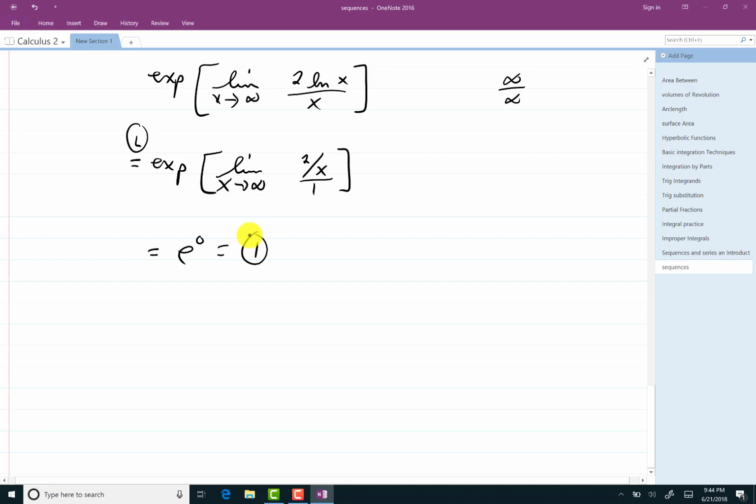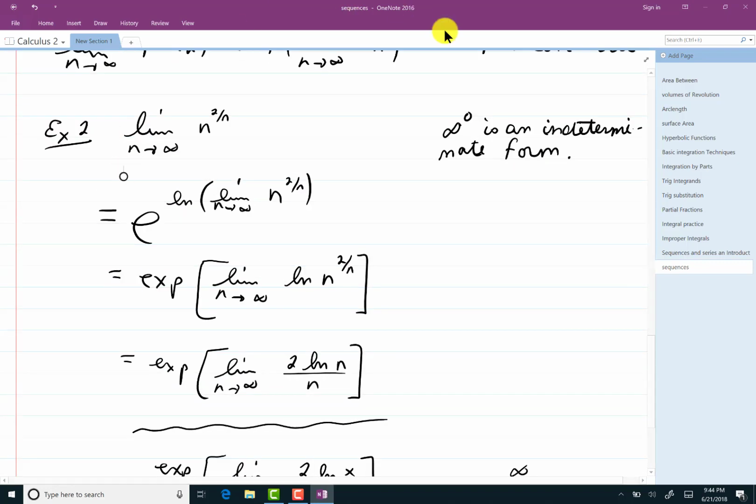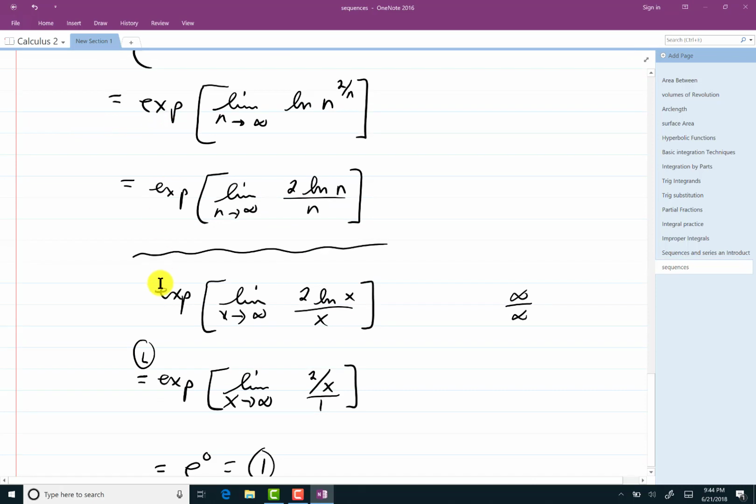which oddly enough was the answer that you would get if you knew nothing. If you would have guessed that something like this should be 1, then you would have been right. So that forces our problem to also equal 1.